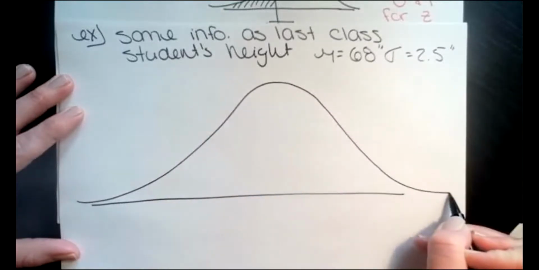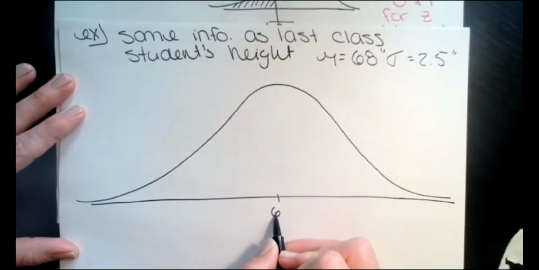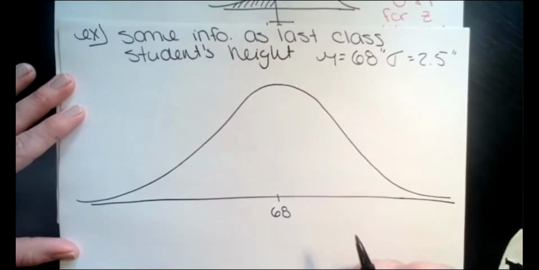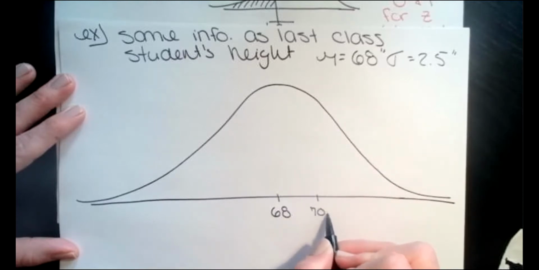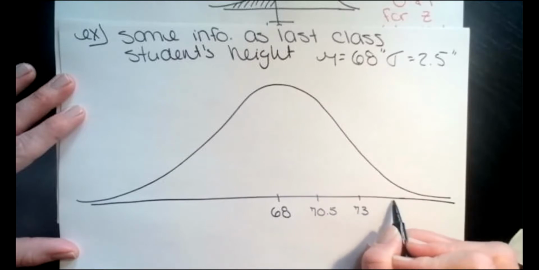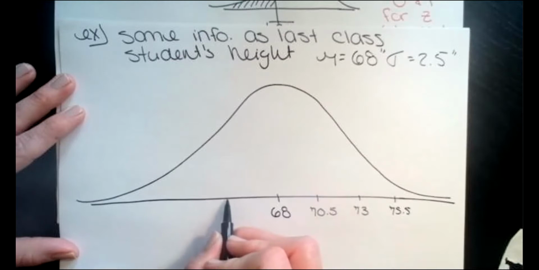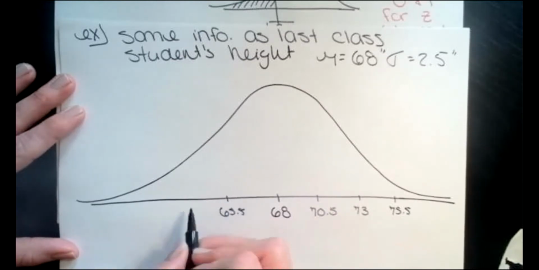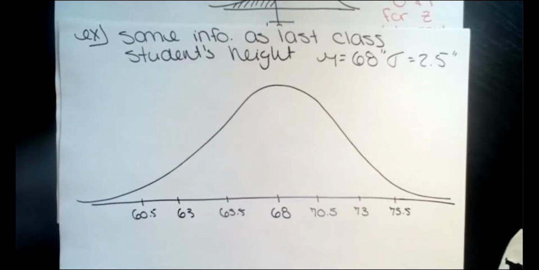So if I have my normal curve, the center here was 68. Now this is what we did last class. And then I did 1 standard deviation above, 2 standard deviations above, and then 3 standard deviations above. And then the same thing on the negative side, where I subtracted 1 standard deviation, subtracted 2 standard deviations, and subtracted 3 standard deviations, right? So that was my normal curve.